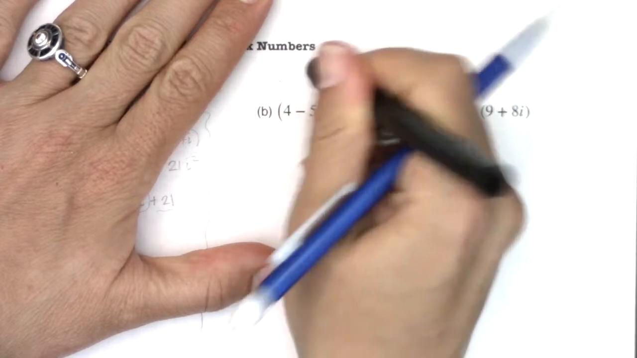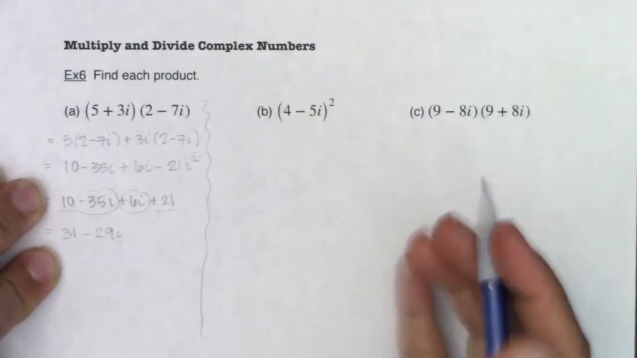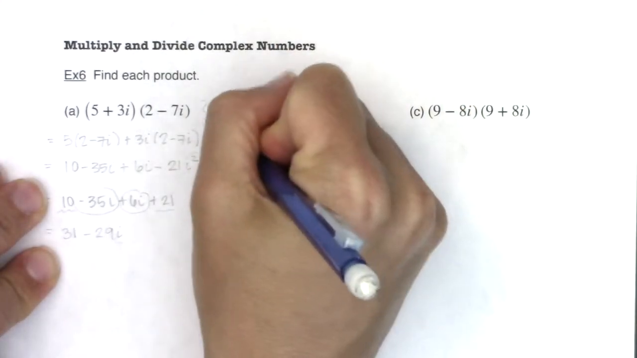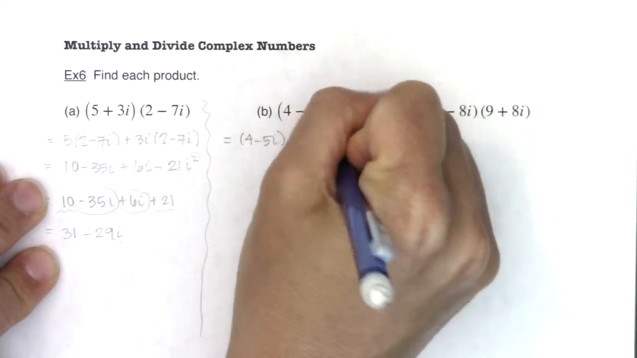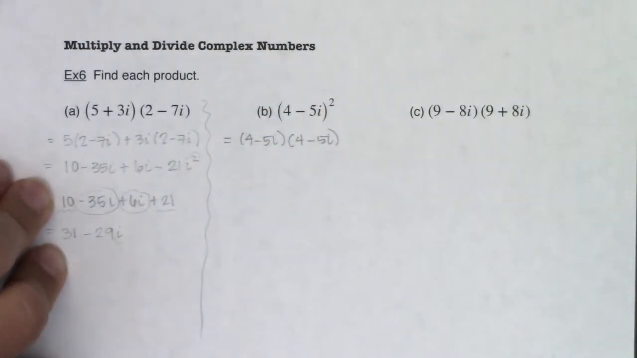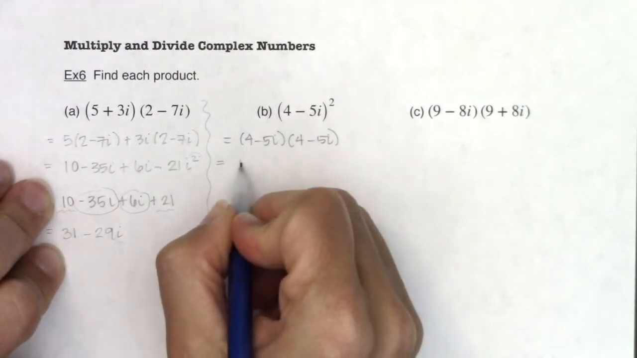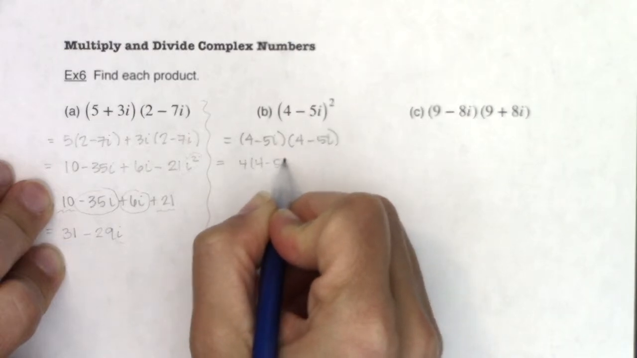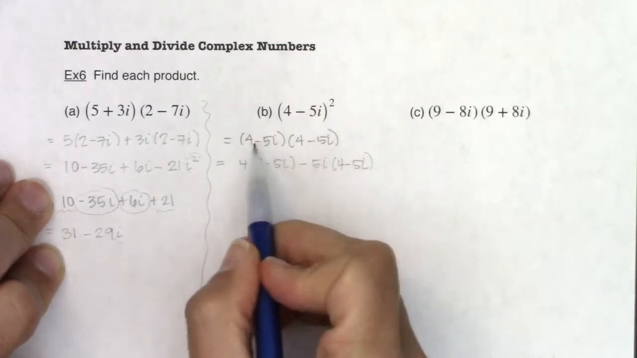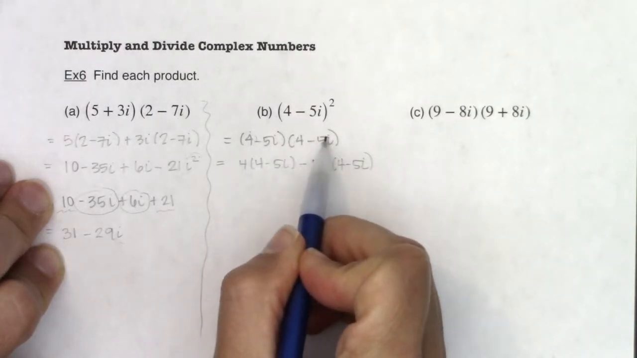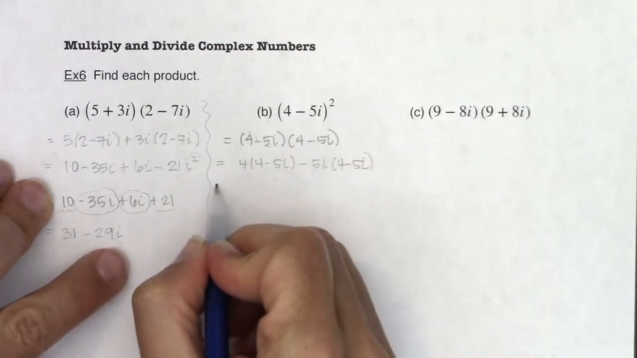So let's go a step at a time so that we can see what the answer should have been. If I have 4 minus 5i squared, I have 4 minus 5i times 4 minus 5i. Now again, if you want to FOIL, great, go for it. I'm going to double distribute. So I'm going to distribute the 4 to the 4 minus 5i, as well as the minus 5i to the 4 minus 5i, right? This term gets multiplied to these two. This term gets multiplied to these two. That's what double distribution looks like. So let me keep distributing.